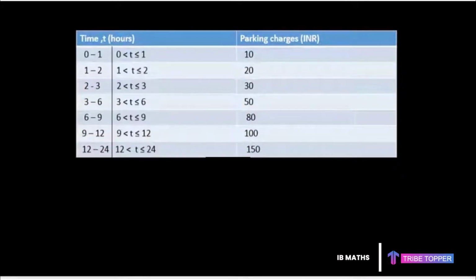And just to avoid any confusion, like is it for up to 1 hour or for more than 1 hour, we can make it even more clear by using this type of an equation where we say the time t is such that 0 < t ≤ 1. So that means 0 to 1 hours, it will be 10 rupees. 1 < t ≤ 2, which means 2 is included, so up to 2 hours, it will be 20 rupees. For more than 2 to 3, it will be 30 rupees and so on. So more than 12 hours and up to 24 hours, it will be 150 rupees.